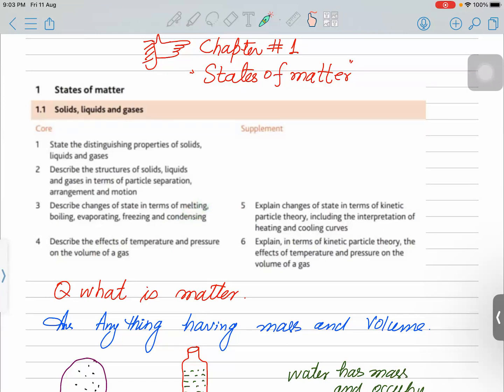Then we described the effect of the temperature and pressure on the volume of the gas. Then we have discussed the kinetic particle theory. Then we have discussed the effect of increasing temperature and pressure on the volume of the gas in terms of kinetic particle theory. This is our lecture, right?